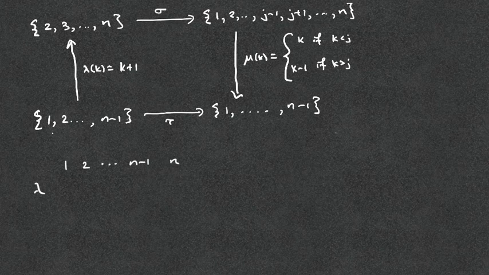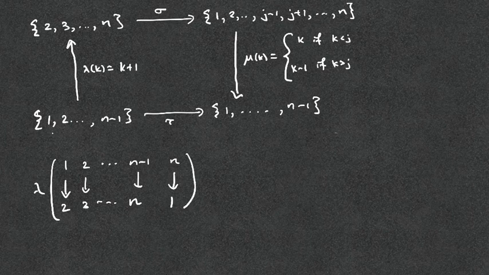From our function, we can see that 1 is being sent to 2, 2 is being sent to 3, all the way up to n minus 1 being sent to n, and so the only place left for us to send n is back to 1.